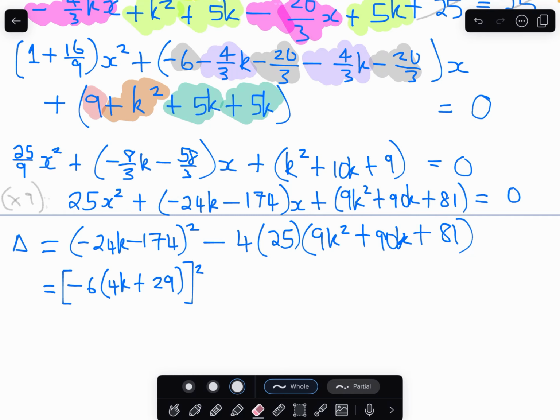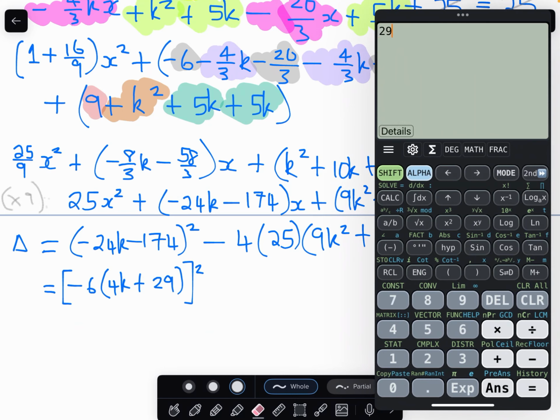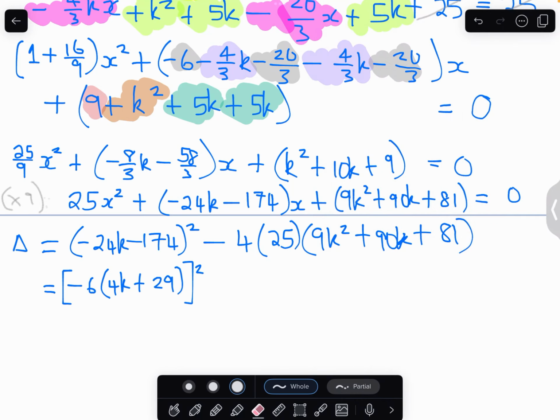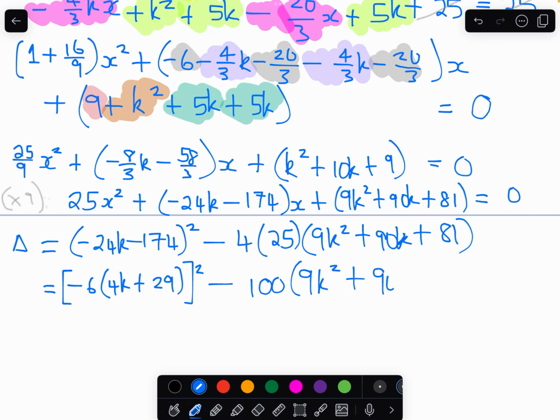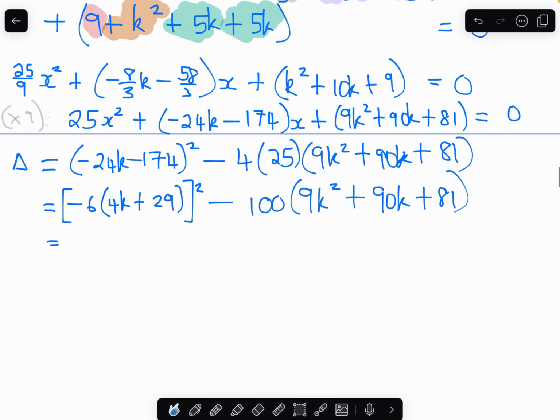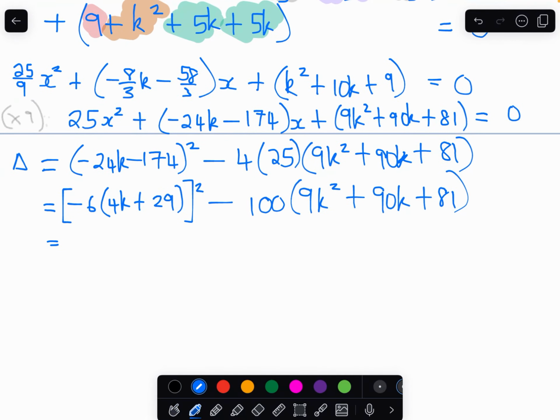Okay, double check. 29 times 6 is 174. Yes. Right, and then here we have 100 times this. So that's a very nice multiplication we're going to do. So we got rid of fractions just to work with very big numbers. So this is 36 times 4k plus 29 squared. And here we have 100.